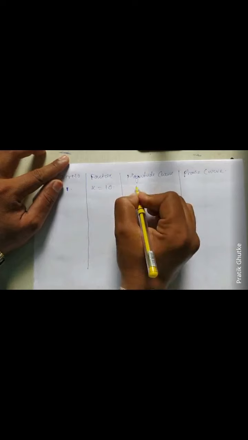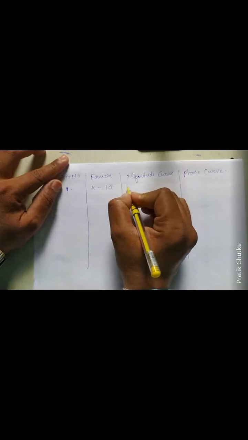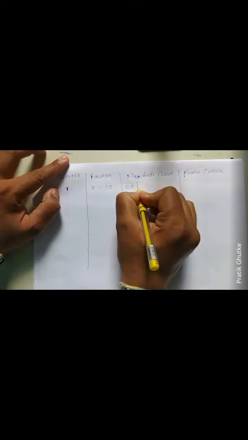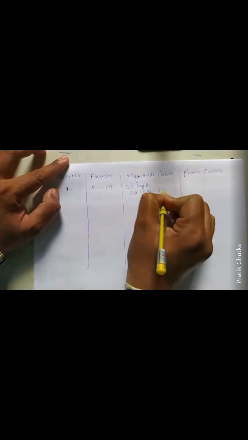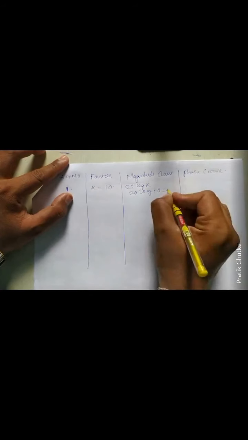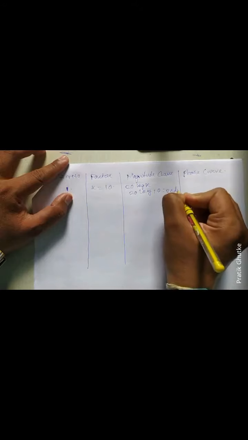Serial number 1, that is my factor K equals 10. That is your gain K equals 10. So in magnitude curve, what I will be doing? 20 log of K means 20 log of 10. So 20 log of 10 comes to 20 dB. Yes, do it in calculator, 20 dB. That is 20 decibel.